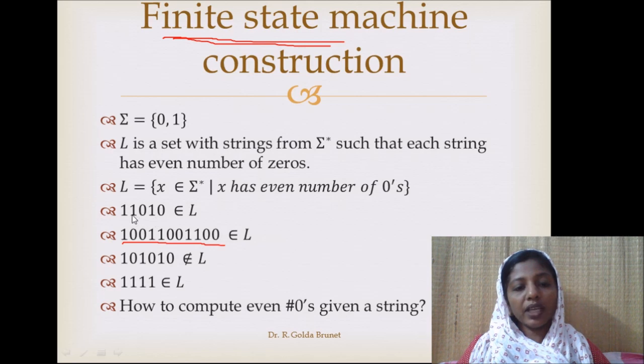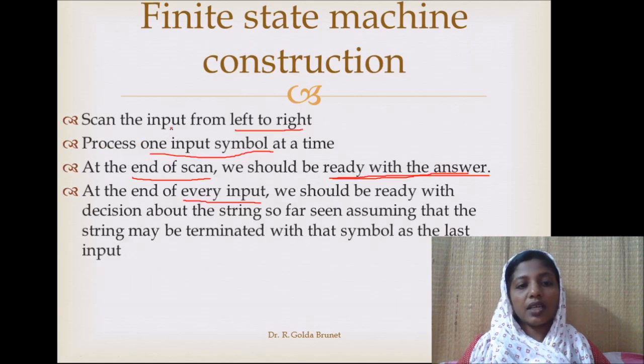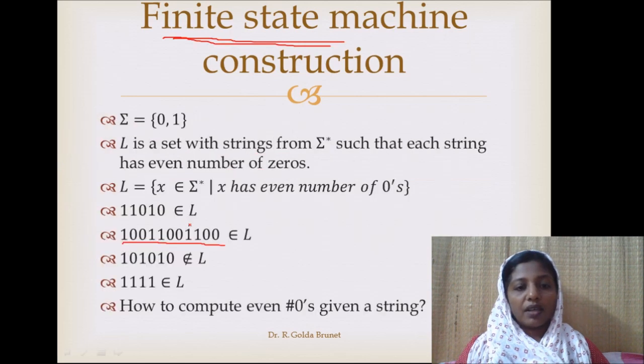Okay, so it's that I take a decision at every input symbol, so that when I reach the end of the input, I am ready with the decision. These are the fundamental things we will keep in our mind while we are designing the finite state machine. Now, when we apply our design principles, how do we design this?